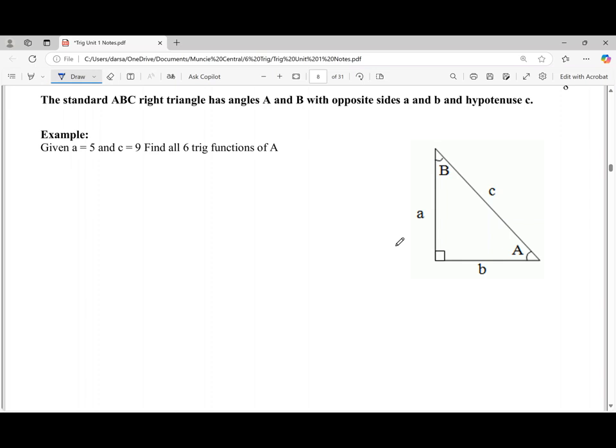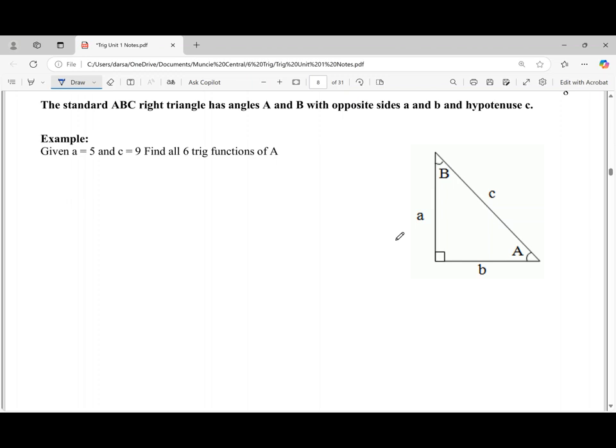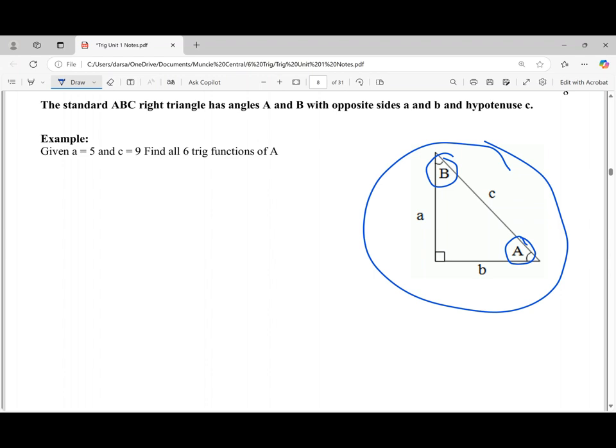We need to define what is known as the standard ABC triangle. The standard ABC triangle is given over here. We can see capital A and capital B. Those capital letters define the angles in our right ABC triangle. Then we can see the hypotenuse is always going to be the letter C.